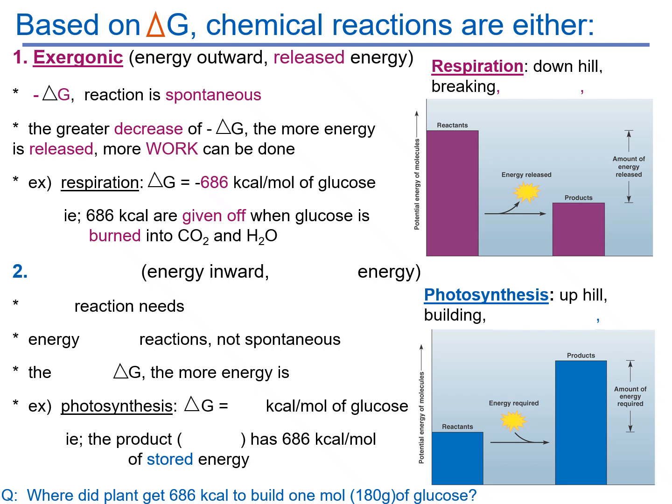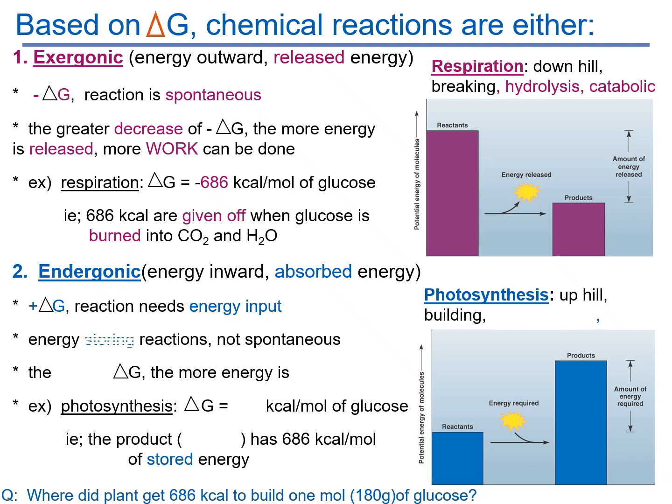An endergonic reaction is energy being put in. It's when something absorbs energy. So this would be a positive change in G, and the reaction would need energy input. Energy storing reactions are not spontaneous, and the greater the delta G, the more energy is stored.